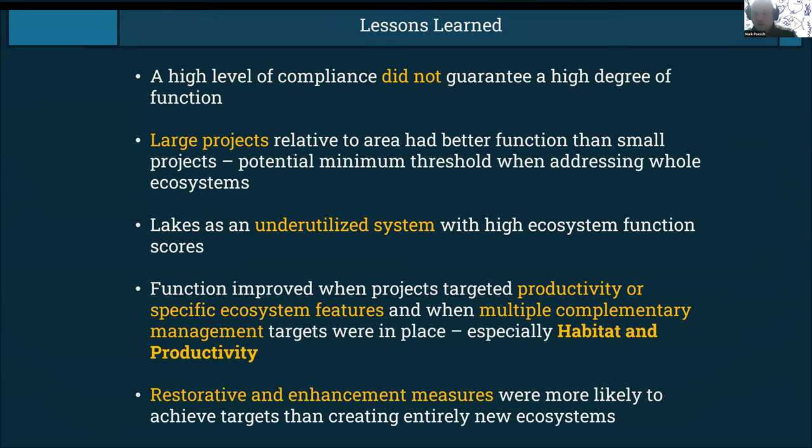And not surprisingly, creating entirely new ecosystems was more challenging and had lower functional scores than restorative or enhancement measures. So that's the first part, just a bit of an overview there.